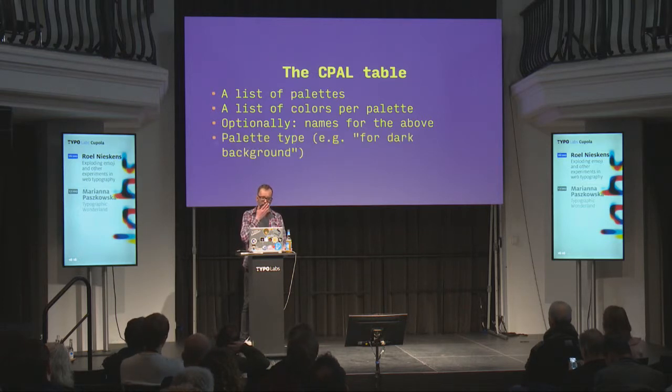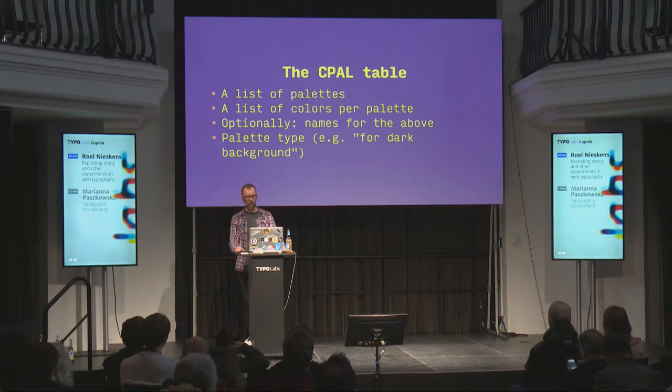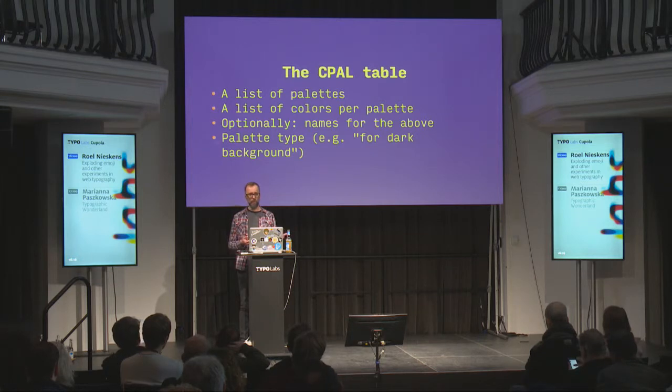And you can feed it information about which palette type one of the palettes is. For instance, the font can tell the browser, I have two versions, one that's proper for a dark background, and I have one for a light background, and you can mark that in the CPAL table. So you don't actually have to pick a color or a palette. You can just say, give me one that works on a dark background.